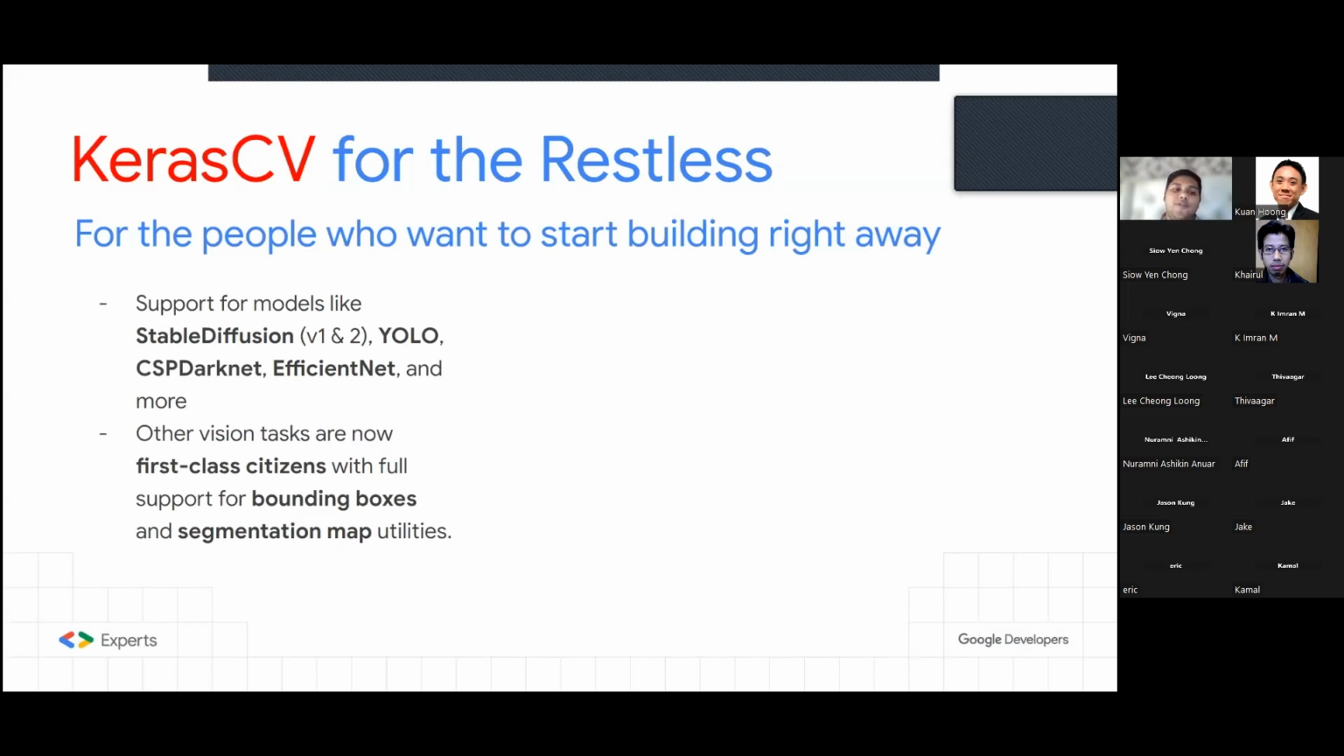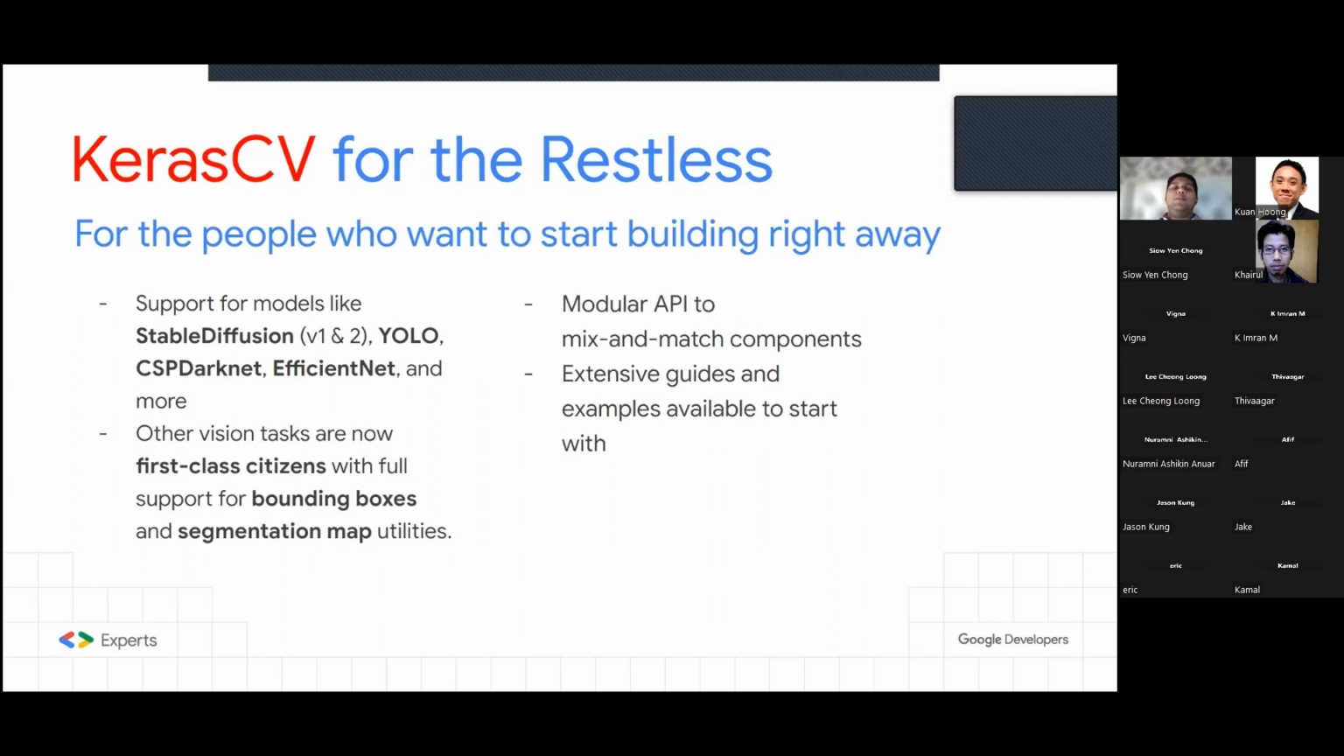Other vision tasks are now first-class citizens with full support for bounding boxes and segmentation map utilities. You do not need to think about how you're going to integrate niche computer vision tasks like image segmentation or object detection, because now those are fully supported directly within KerasCV. There is a very modular API to mix and match components, because the API aligns with KerasNLP, which is a sister library for KerasCV with NLP components. You can mix and match for making your own kind of model. Lastly, there are extensive guides and examples that are available to start you on your journey.